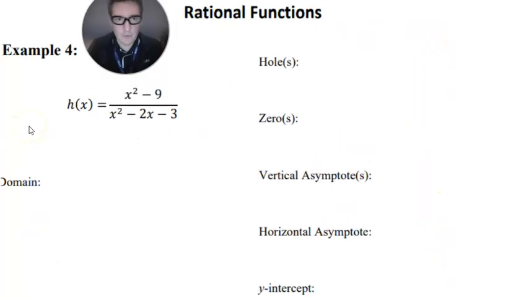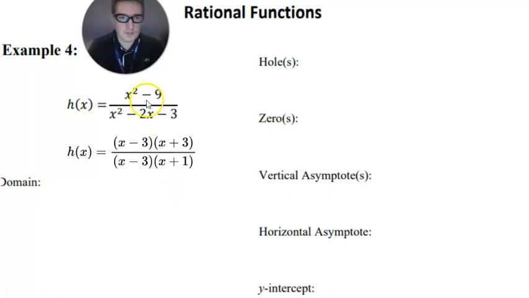All right, example 4. On top we have a difference of squares, and on bottom we have a trinomial quadratic. We can factor both on top and on bottom, and what we can see here immediately is that x cannot equal 3 and x cannot equal -1, because those are the numbers that would cause the denominator to equal 0. At this point, you have to be careful. Just because this is our domain does not mean that these are both the asymptotes.